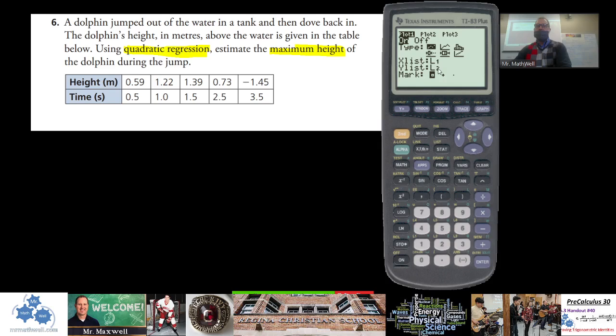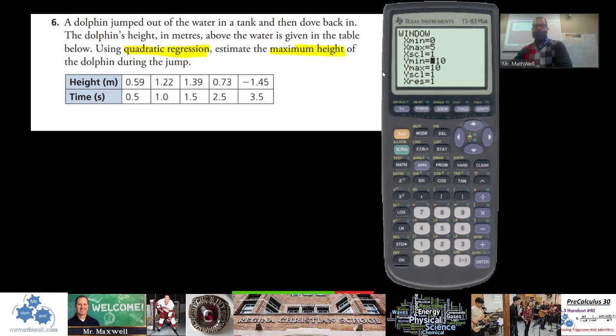So x values in list 1, y values in list 2. The mark doesn't matter. Okay. Now the window is also something we're going to want to probably adjust. The time, there's no negative times obviously, and we're going to go to maybe 5 seconds. So the x is going to be from 0 to 5.